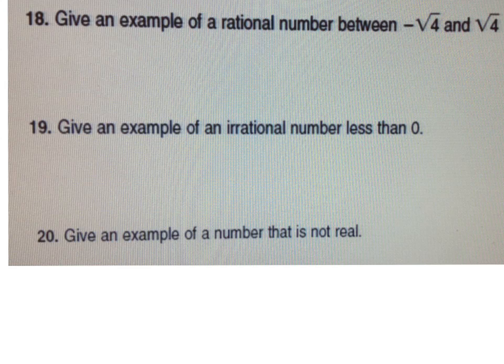Okay, I'm going to let you try these 3 on your own. I want you to see if you can come up with answers for these 3 problems. Think about everything you know about what a rational number is, and find me one that's in between those 2, the negative of square root of 4 and square root of 4. Any rational number in between there. Number 19, give an example of an irrational number that's less than 0. And number 20, give an example of a number that's not real.